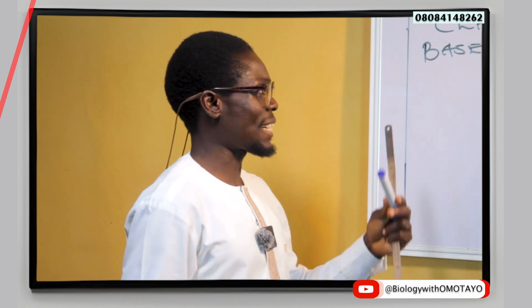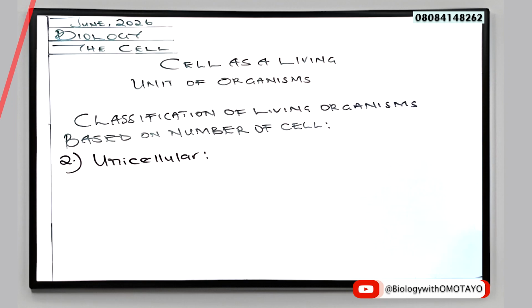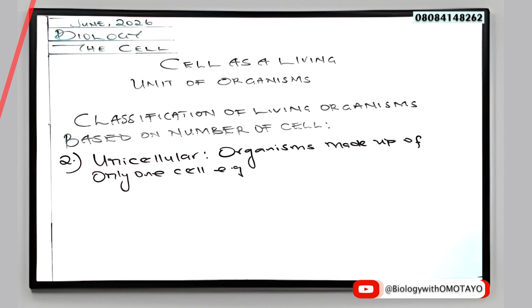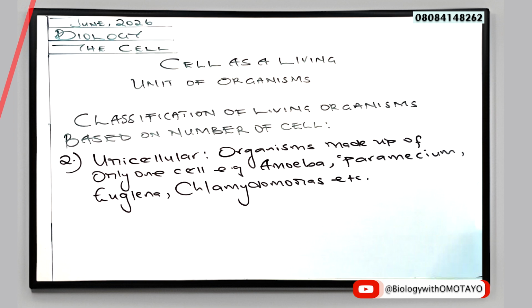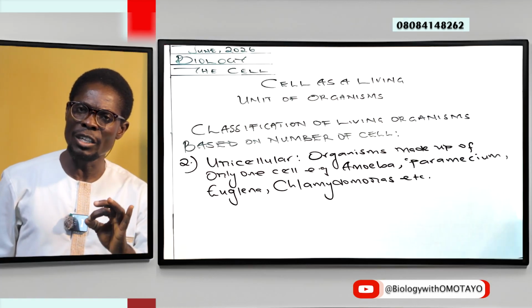Still under classification of living organisms based on number of cells, the next is unicellular. Unicellular organisms are made up of just one cell. Examples of organisms here include the amoeba, paramecium, euglena, chlamydomonas, trypanosome, and so on. So here you have a single cell having all it takes to function as a living organism.